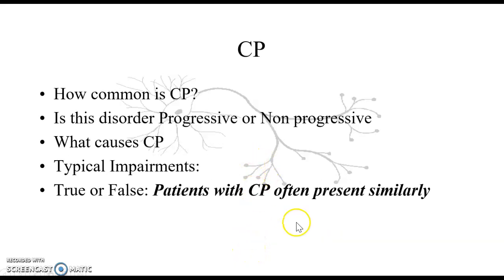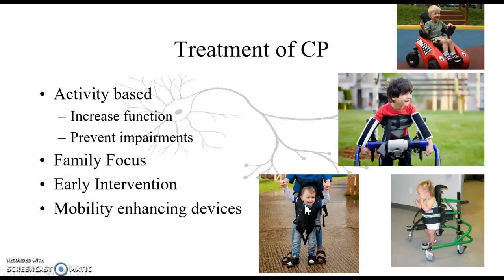Here are your questions for cerebral palsy. Treatment of CP is very different than some of our other pathologies because these are kids. Very activity-based, focused on increasing function, preventing impairments, contractures, poor posture, whatnot. Family focus. We're going to be doing a lot with mom and dad and older siblings, working on early intervention. So we're going to see these patients when they are just kids, when they're very young, 2, 3, 4, 5 years old, all the way up.